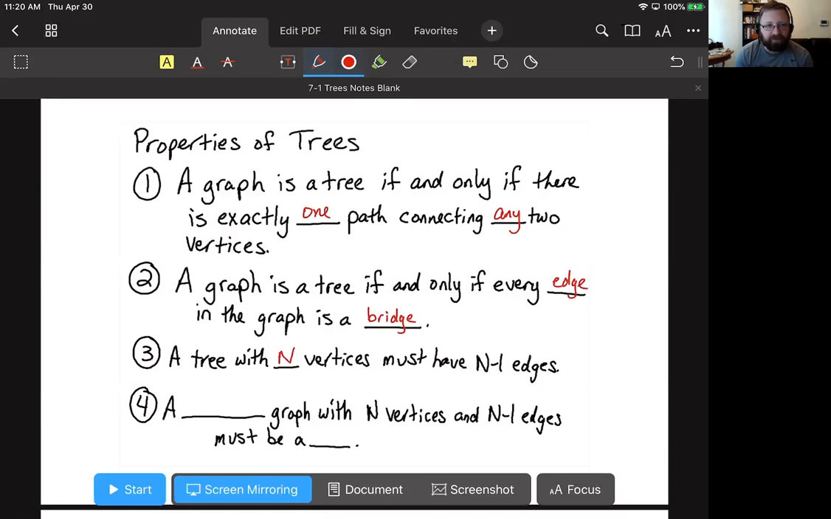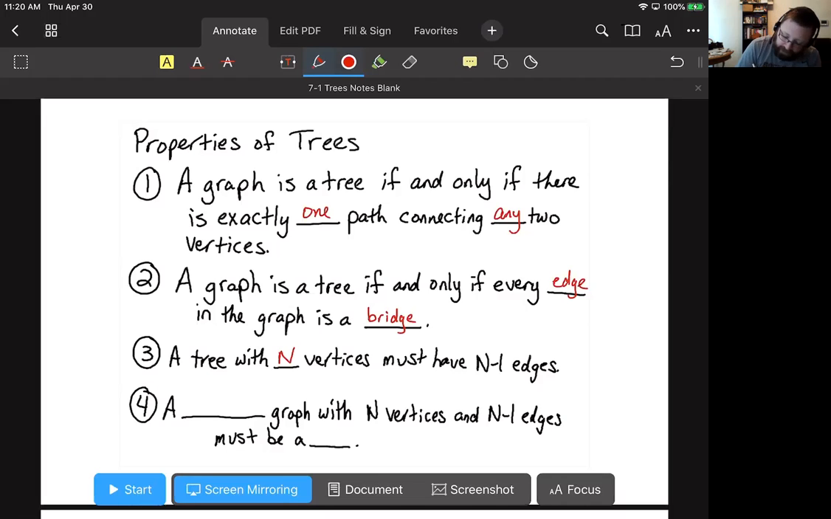So if it has 10 vertices, it has 9 edges. If it has 12 vertices, it will have 11 edges. There will always be, in any tree, one less edge than there are vertices. So if there's 32 vertices, there's 31 edges. 8 vertices, 7 edges. Okay?